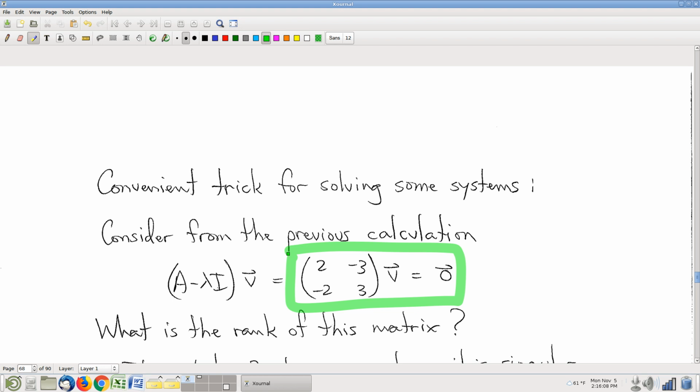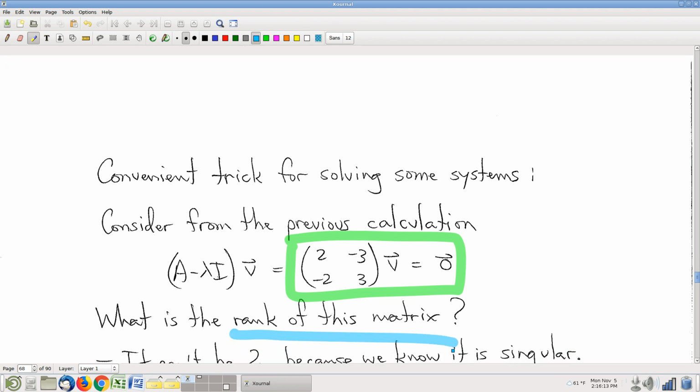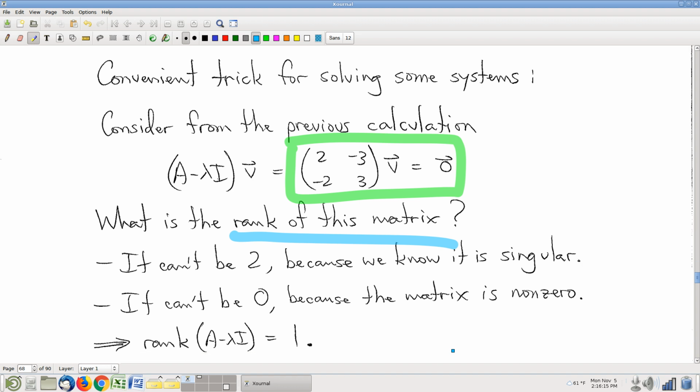Okay. Reasonable question. What's the rank of this matrix? By process of elimination, it has to be 1. Let's think that through. How do I know the rank of this matrix can't be 2? Well, because this is A minus lambda I. The whole point of A minus lambda I participating in this story is that we know A minus lambda I has to be singular. If it's singular, its rank can't be 2 in this case. So it's not 2.